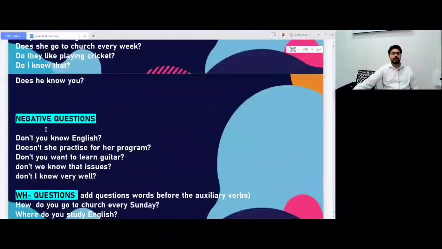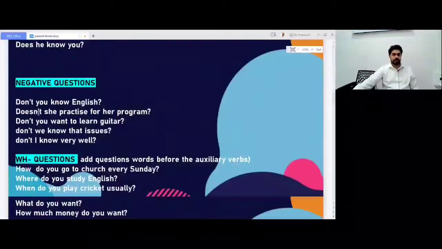Now, let's see negative questions. So, you know English, that is the statement. Do you know English? That is the question. And negative, you don't know English. That is also a statement. But what about a negative question, which is also very important? The same thing. When you remove the auxiliary verb and put it at the beginning, you take the not as well. So, don't you know English?